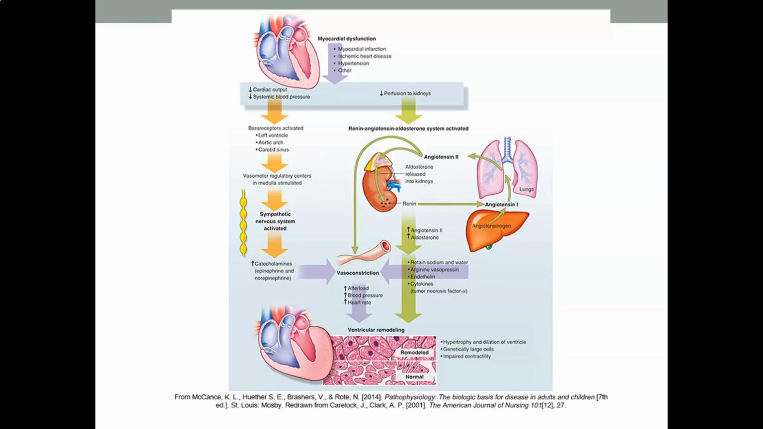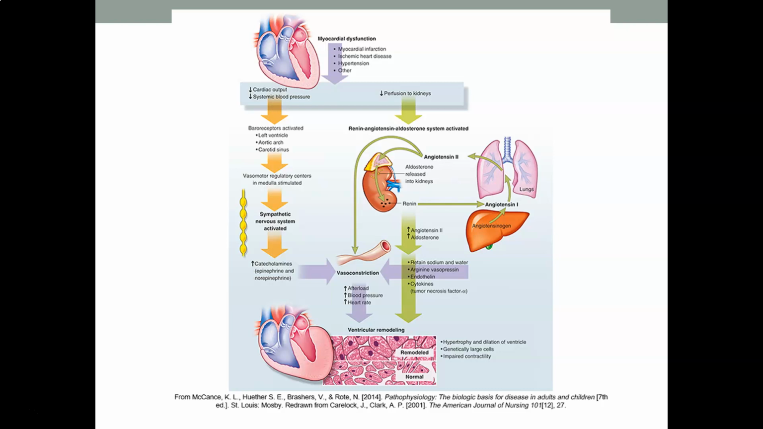Okay, so this picture is straight out of your textbooks. It is on page 693. It's figure 35-1. And what it looks at is the compensatory mechanisms of heart failure and how the myocardial dysfunction activates the renin-angiotensin-aldosterone cycle, which then in turn the sympathetic nervous system is able to come into play.